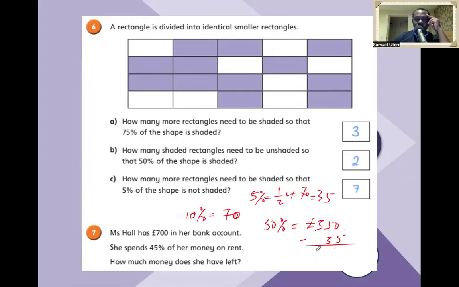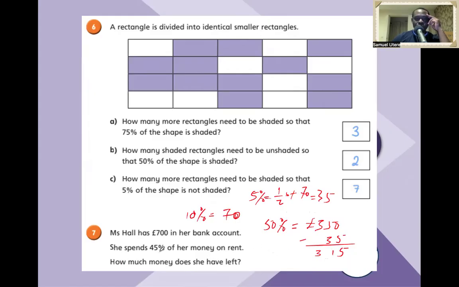Which will be 315. All right. So that's the amount she's going to have left. So how much money does she have left? 315. Okay. Because we have just found 45%. Sorry, 45% is what we found.